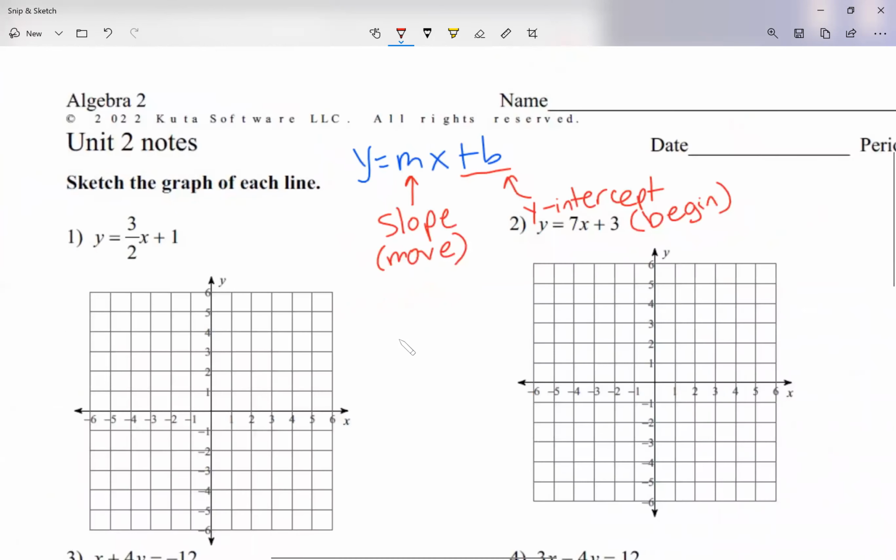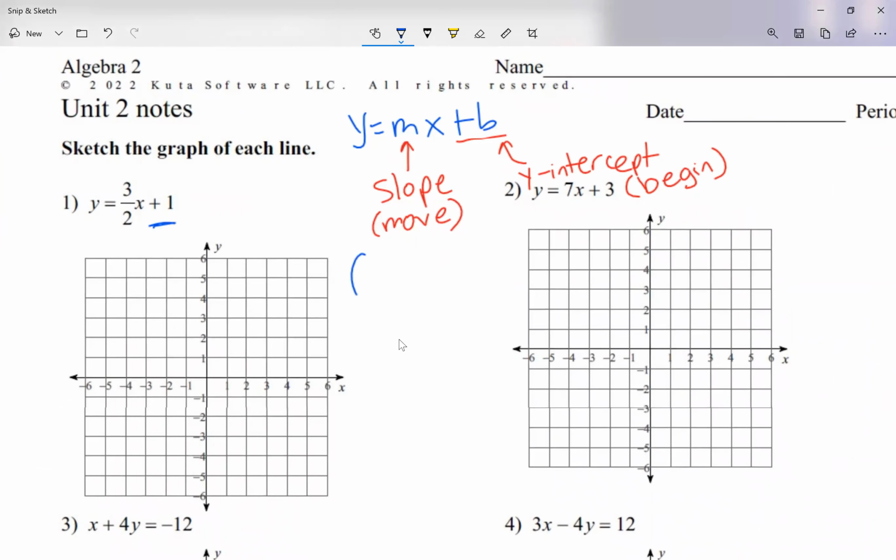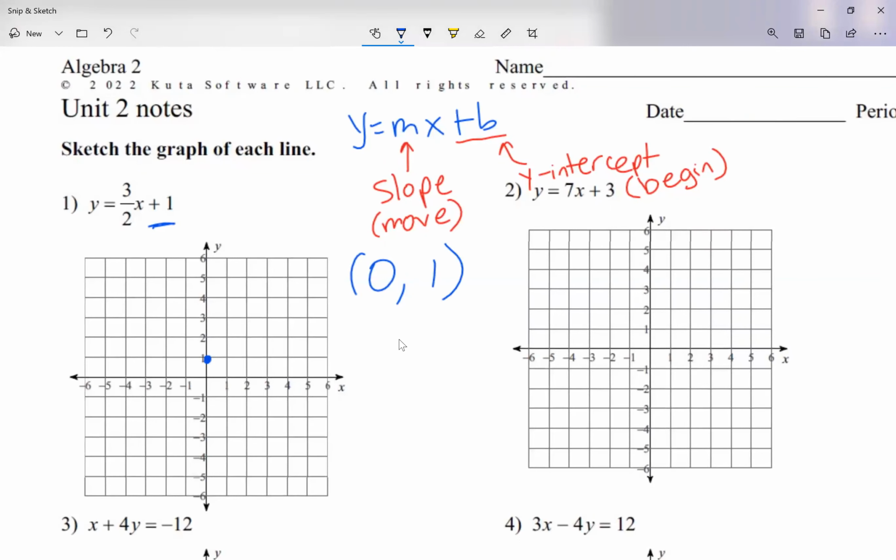So let's take a look. The y-intercept is this +1. It tells me I'm going to start at the point (0, 1). The y-intercept will always have an x value of 0, and in this case my y value is +1. So if I plot that point, I get a point. Notice how we call it the y-intercept because it is on the y-axis. It has to be on the y-axis.